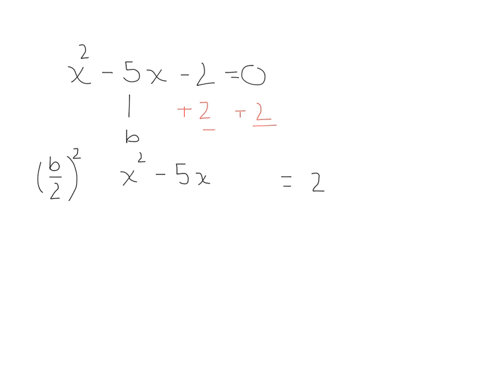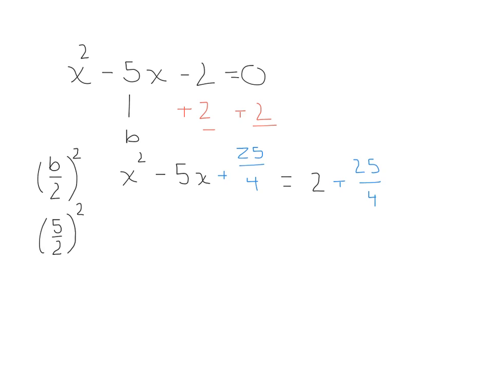So now if I take b and I divide it by 2, that's a decimal, so I'm just going to leave it as a fraction 5/2. When I square a fraction, I can square the top and I can square the bottom. So 5 squared is 25 and 2 squared is 4. So I'm going to add 25/4 to both sides of my equal sign.